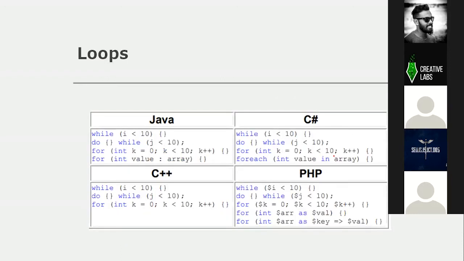And then we have these loops, right? So all three languages support the basic loops like while, do while, and for loop and everything, right? But Java additionally supports another kind of for loop. This is more likely to be used with an array, right?